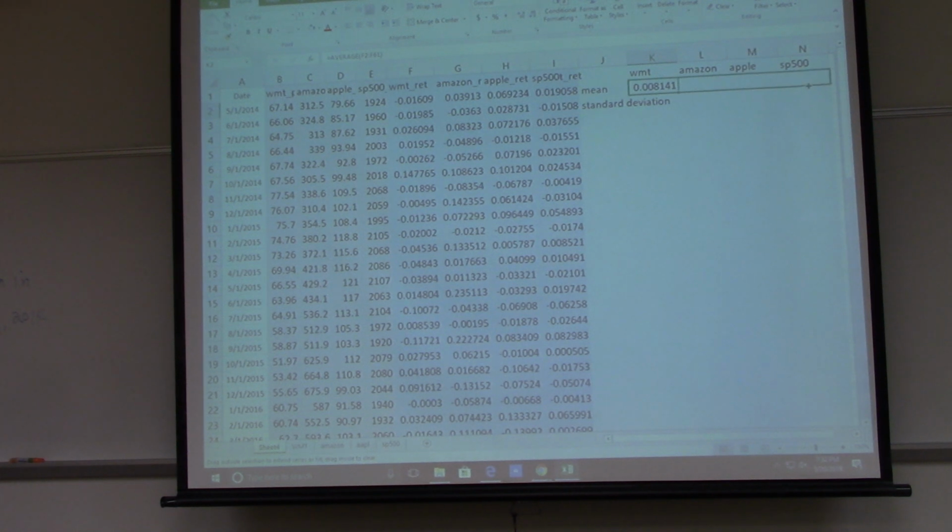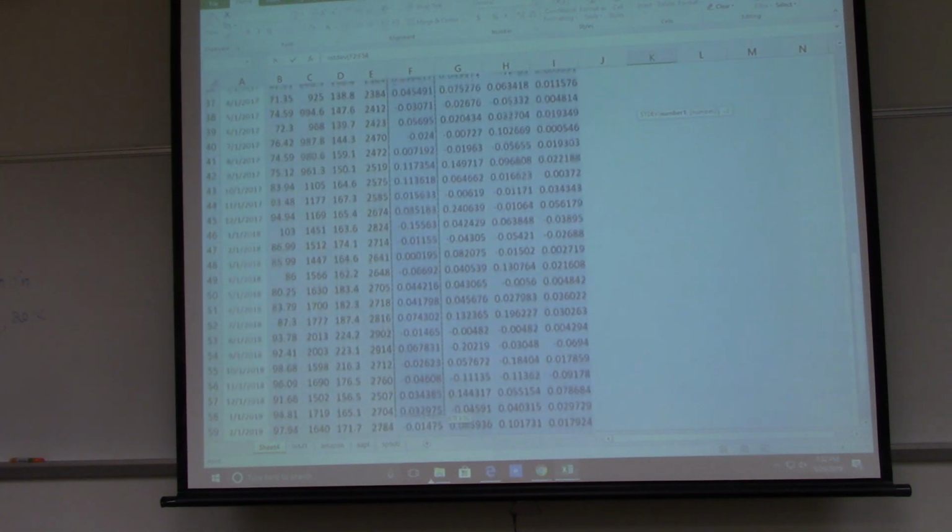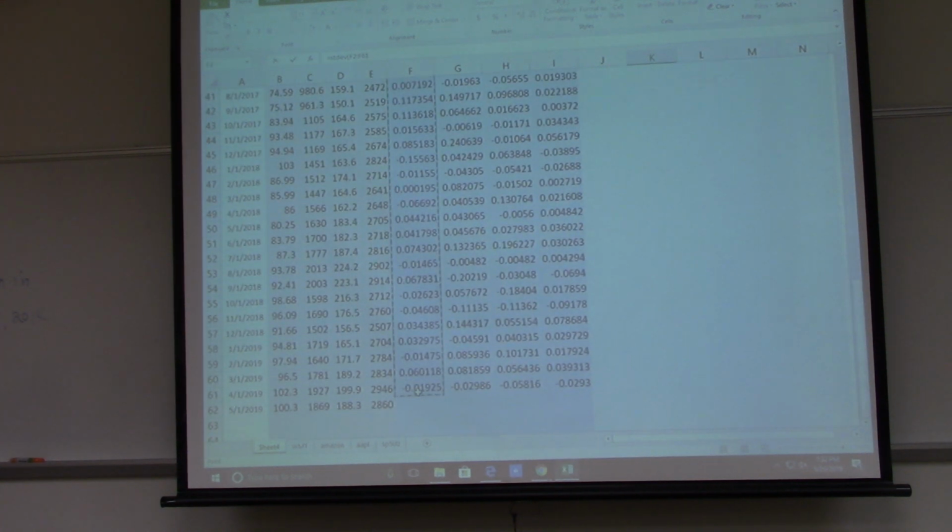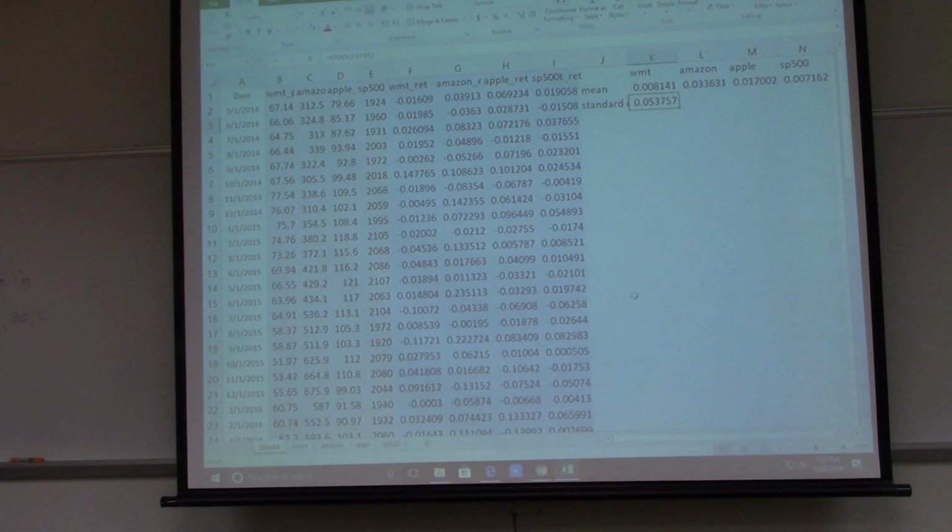So you can drag it, so that's mean. And to get the standard deviation, it's called STDEV. In Excel, STDEV is just to calculate the standard deviation. And for all these numbers, we want to see the percentage with 2 decimals. So that makes more sense.